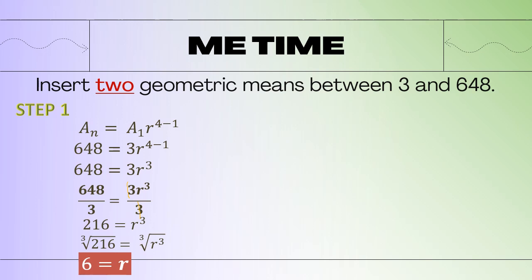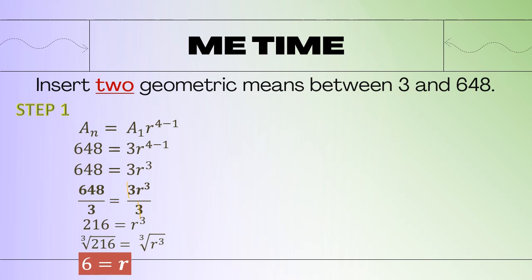Why is it we are not going to include negative 6? Because if you're going to analyze, think on your own, if you are going to multiply negative 6 with negative 6 and with negative 6, do you think you will arrive with a positive answer, which is 216? Or you will have negative 216? Isn't it you're going to have negative 216? And that is why negative 6 as the common ratio is not accepted in this given problem.